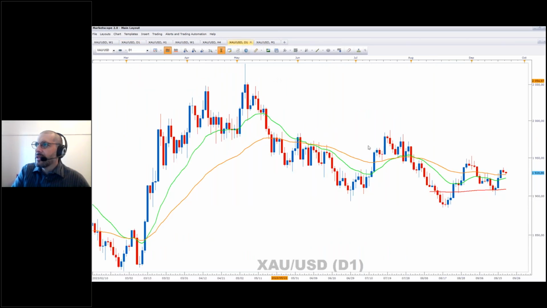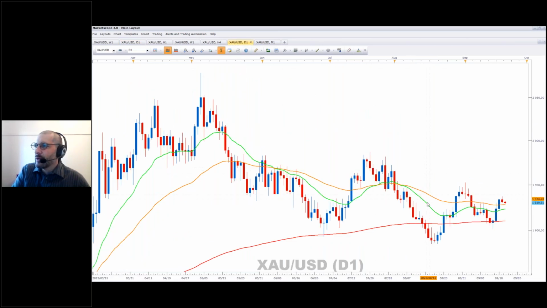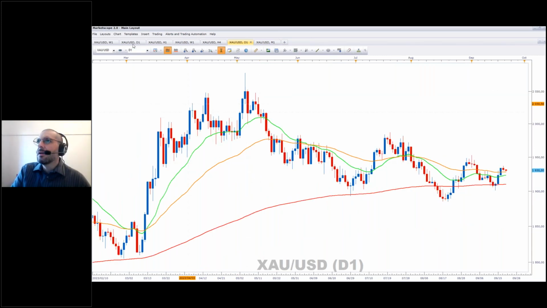James just asking for the moving averages. They are 20, 50, and 200 exponential moving average. So green's the 20, orange the 50, red's the 200, and the exponential moving averages. I prefer the EMAs over the SMAs for the triple moving average system.